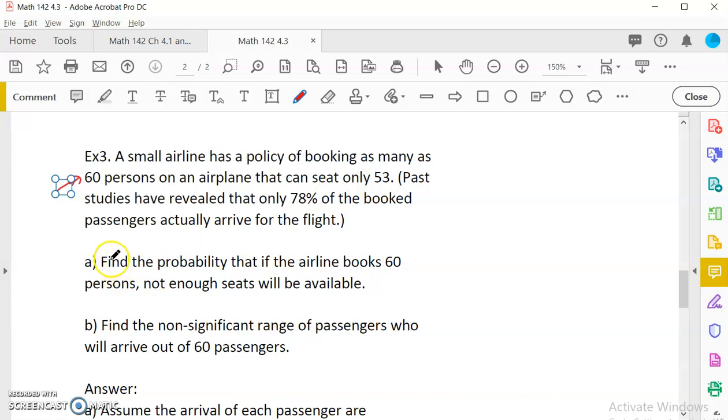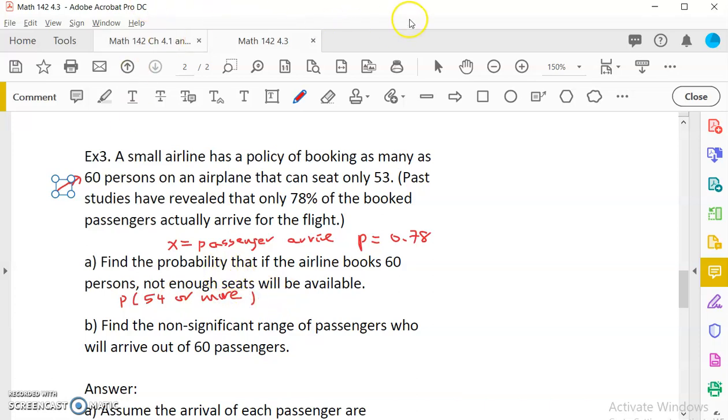So part A: find the probability that if the airline books 60, not enough seats will be available. I am counting X as the passengers that arrive, and the chance of one arriving is 0.78. So we have these two. And not enough seats means 54 or more arrive. X is 54 or more.